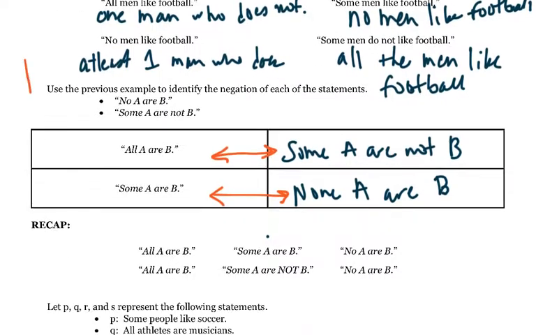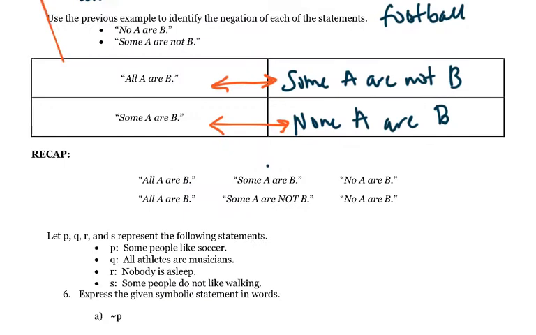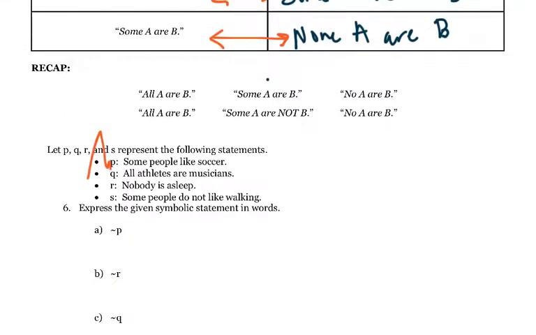So thinking about that, in terms of these statements, let's negate some statements. Let's just do 3 of them. Some people like football. That's what everyone else calls it in the world. Some people like soccer. Well, to have the negation of that, you would say nobody or no one likes soccer. Okay?